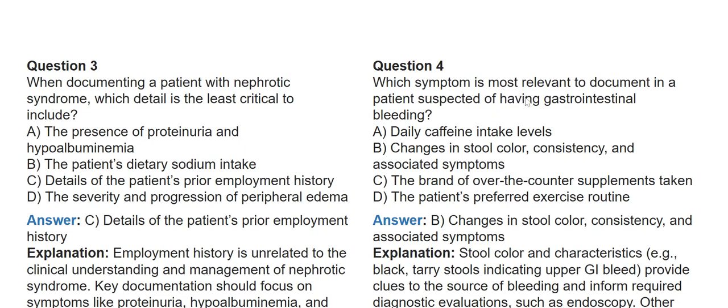Question 4. Which symptom is most relevant to document in a patient suspected of having GI bleeding? A. Daily caffeine intake levels. B. Changes in stool color, consistency, and associated symptoms. C. The brand of over-the-counter supplements taken. Or D. The patient's preferred exercise routine. The answer is B, changes in stool color, consistency, and associated symptoms. Stool color and characteristics, for example black, tarry stools indicating upper GI bleeding, provide clues to the source of bleeding and inform required diagnostic evaluations such as endoscopy. Other factors like exercise routines are minimally relevant in this context.